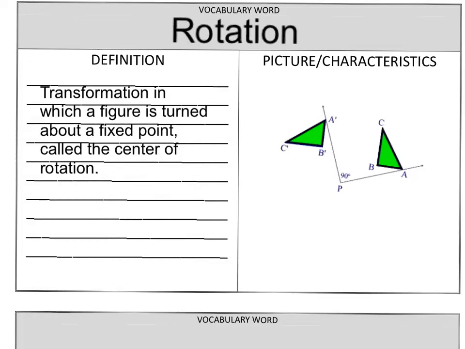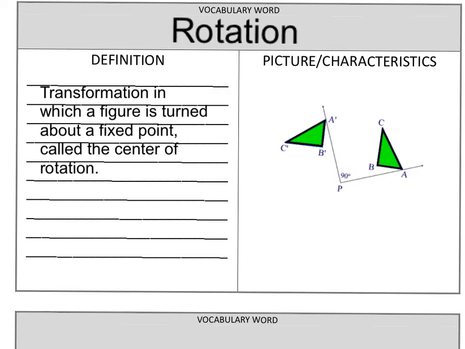Our vocabulary word for today is rotation, and the notes are called Rotations Day 1, meaning there will be a Day 2. All right, so our first vocab word is rotation. A rotation is a type of transformation in which the figure is turned about a certain point. This point is called the center of rotation.